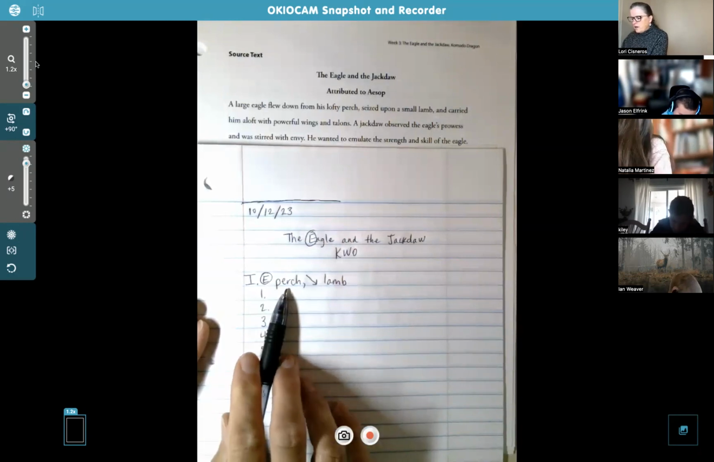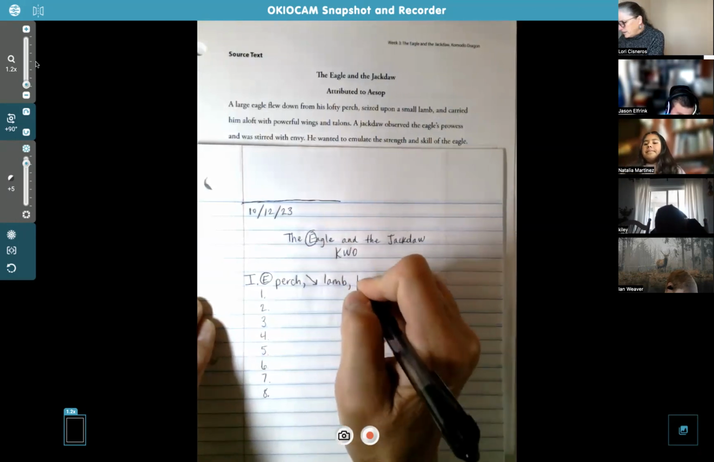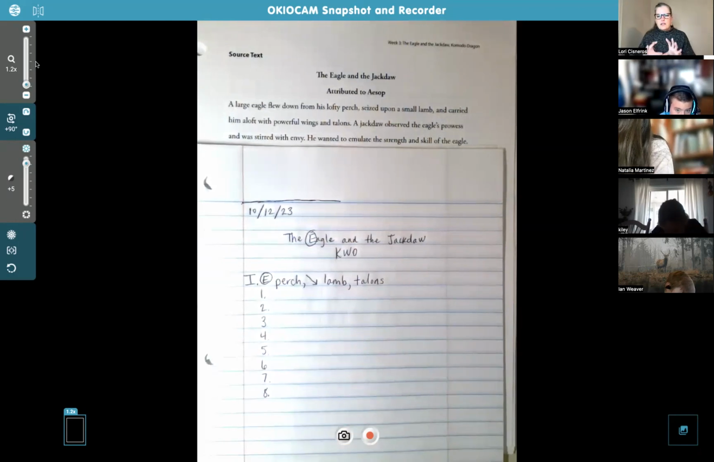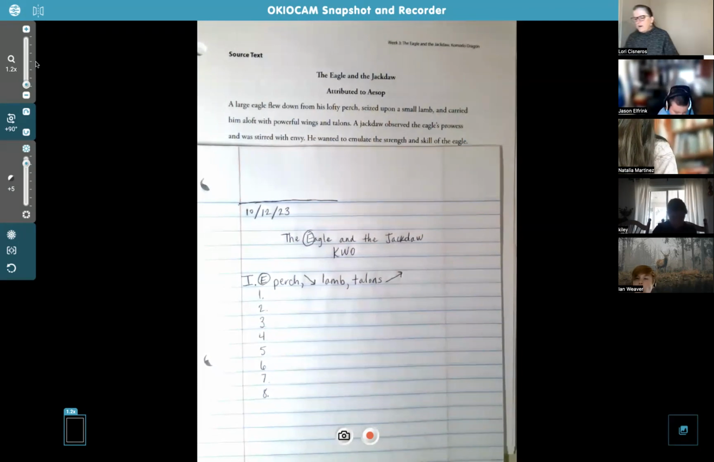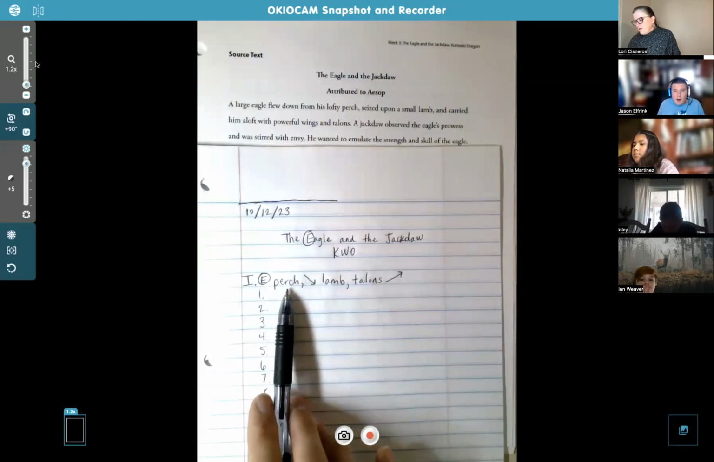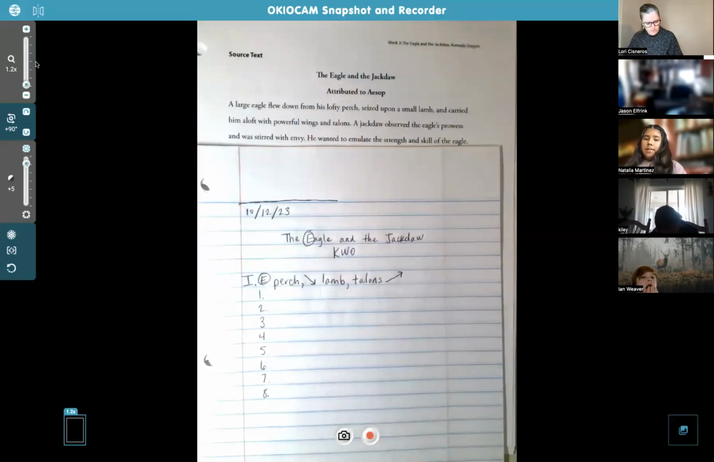So the eagle was on his perch. He flew down onto the lamb, and then he grabbed it with his talons. I'm going to put talons here. Talons, remember, are his claws. It's his feet. On a bird like that, on an eagle, it's called talons. Then he flew up, right? He carried him aloft. That means he carried him away into the air, into the sky. So that was kind of a tricky one. That's why I would help you with that first one. But the eagle was sitting on his perch. He flew down to the lamb, grabbed it with his talons, and then flew away.